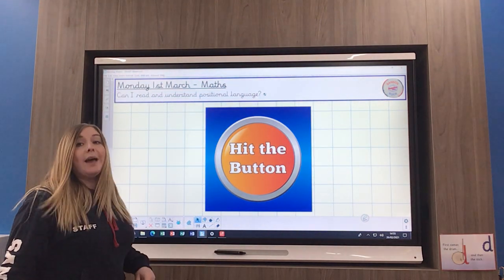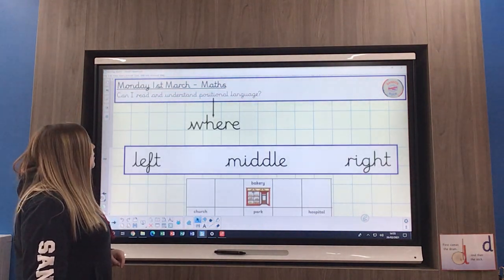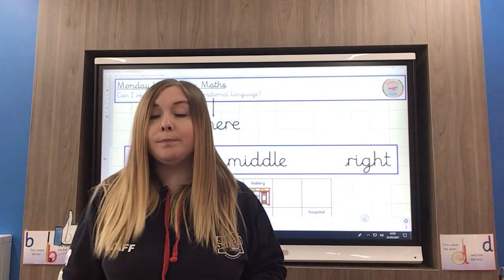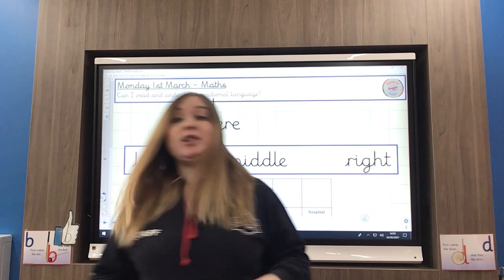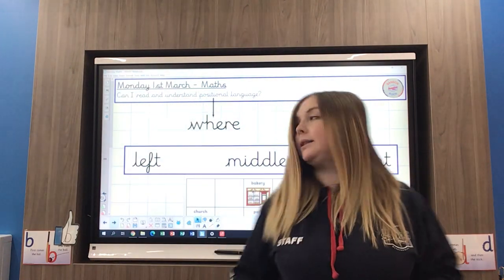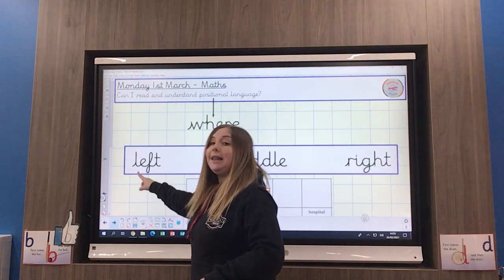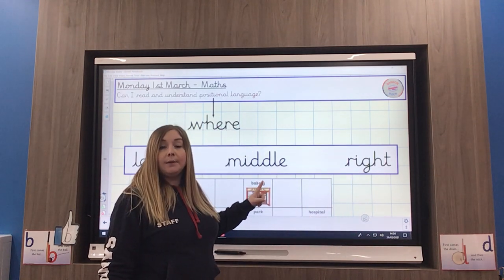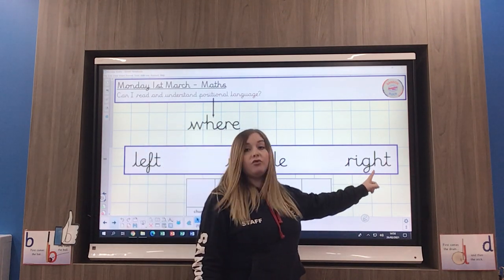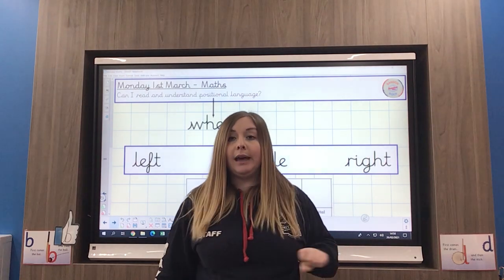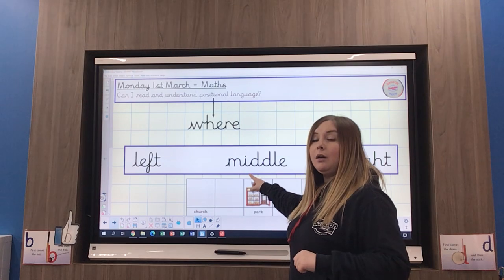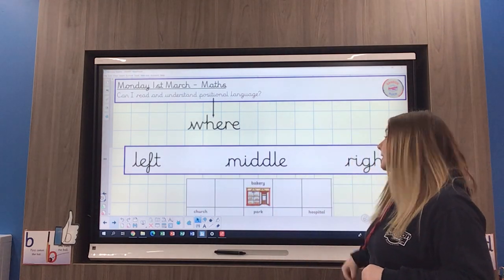And your learning question says, can I read and understand positional language? Now, positional language just tells you where something is. If it's to the left, if it's in the middle, or if it's to the right. Okay, so if it's left, middle, or right.